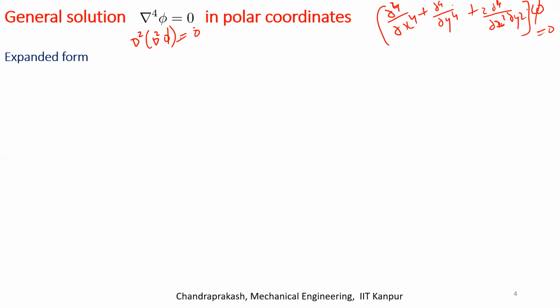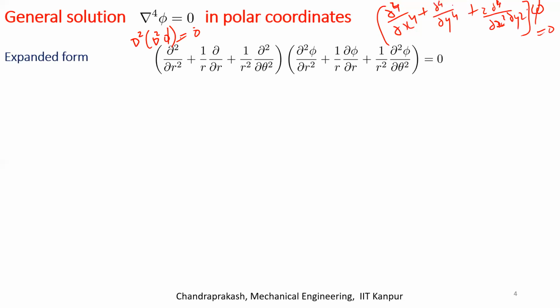And what is del square? Which is something you can look up in any engineering mechanics or elasticity books. So del power 4, the fourth derivative of phi, is this in an expanded form. Okay, you can check this expression as well. So for this expression, which is looking slightly complicated, we will identify the general solution. So let's proceed.